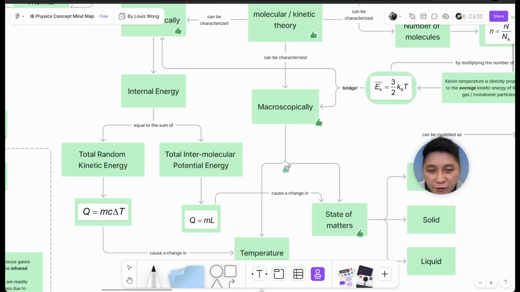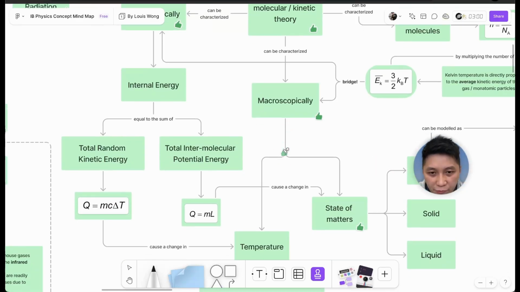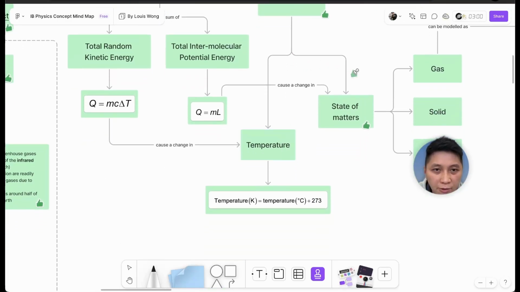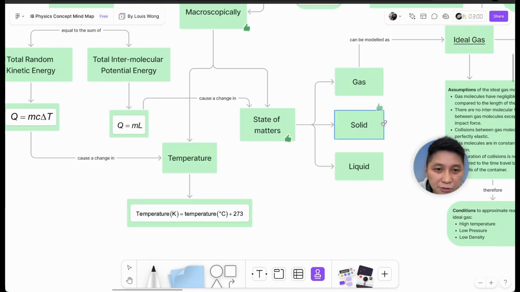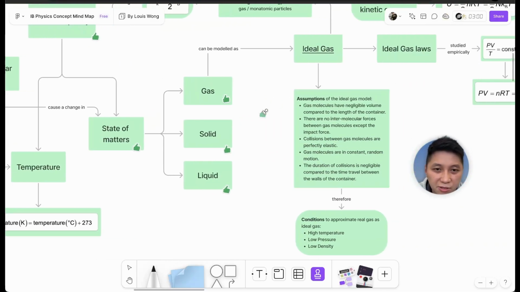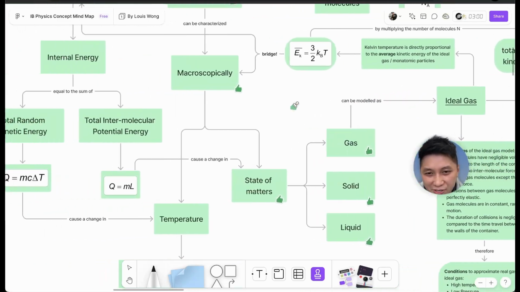Let's talk macroscopically first. Macroscopic means you can see by eye, humans can just interact with it or measure it directly. That is first the state of matter, as I mentioned. So gas, liquid, solid, the free state, which I'll talk about more.